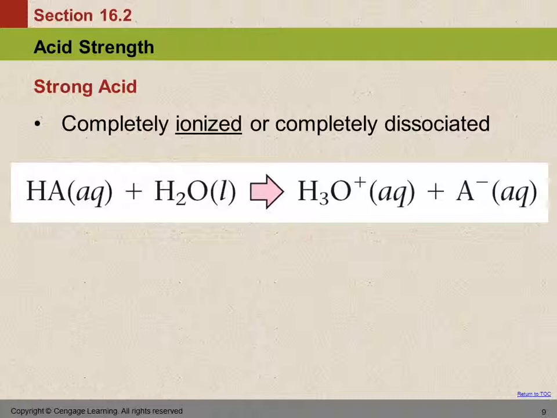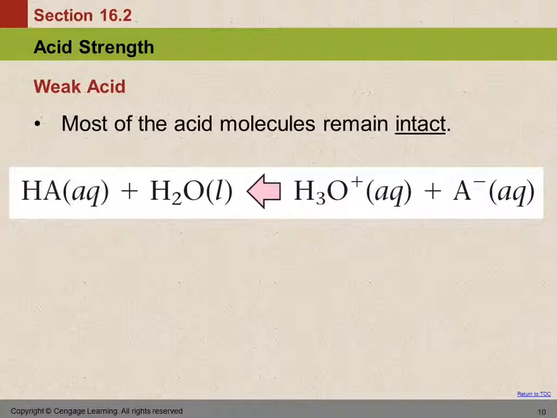Acid strength has nothing to do with how corrosive or dangerous or concentrated the acid is. We're talking about how much does it dissociate, how much does it ionize. Here the word strong is used in the same way as when we talked about strong electrolytes. Strong electrolytes dissociate completely and they conduct electricity well. Strong acids are also strong electrolytes because they form a lot of ions.